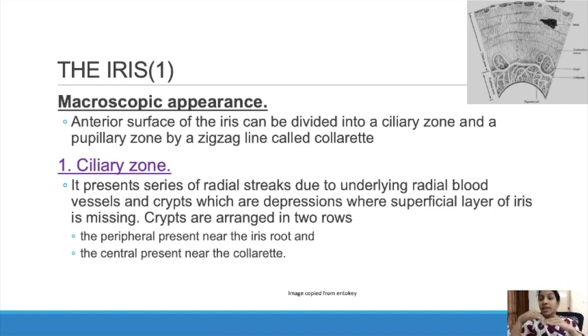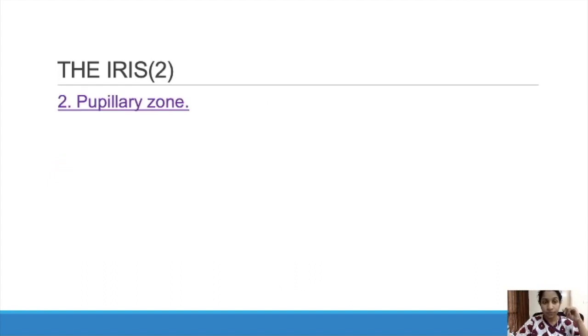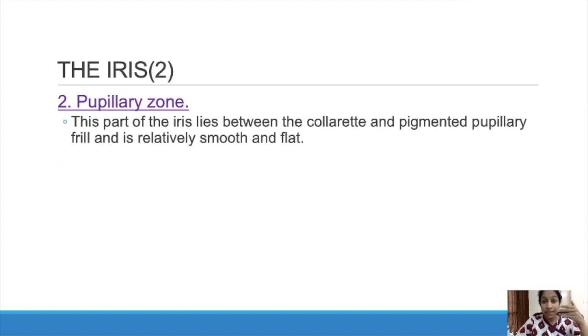So iris is divided into ciliary zone and pupillary zone. This is ciliary zone. Next comes the pupillary zone, that is near the pupil. This part of the iris lies between the colorata and the pigmented pupillary frill and is relatively smooth and flat.